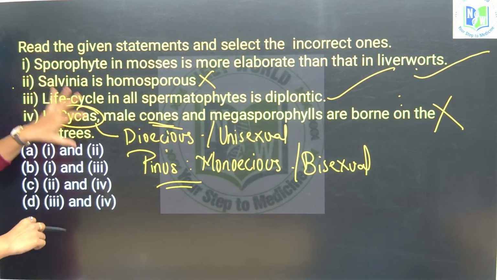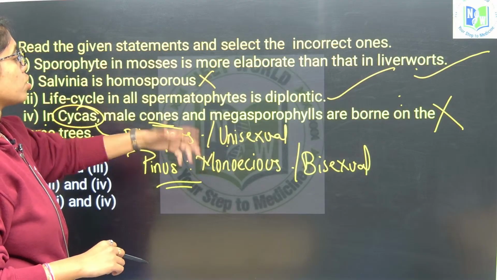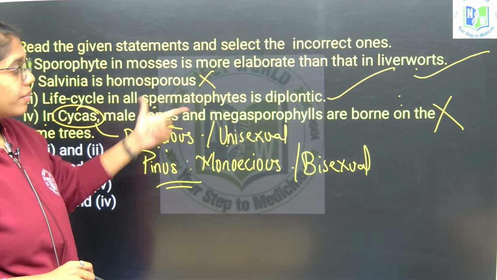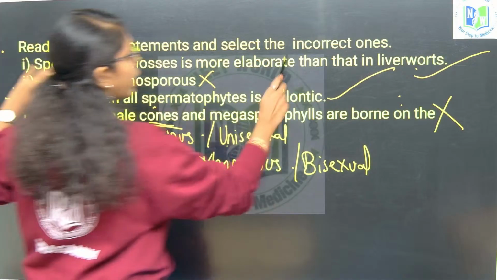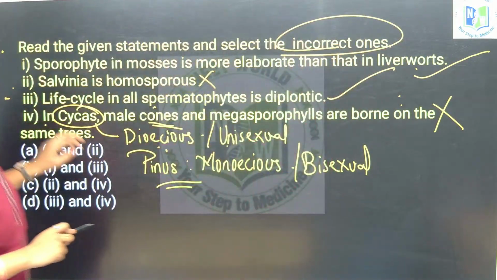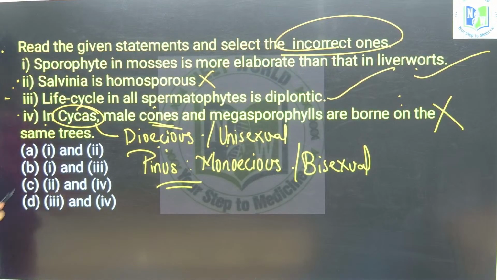So here Cycas is what? Dioecious or unisexual, so it is not bearing both male cones and female cones. So this is wrong. Next, here the question is to identify the incorrect ones. Incorrect statements are 2 and 4. Okay, so option C will be the right answer over here.